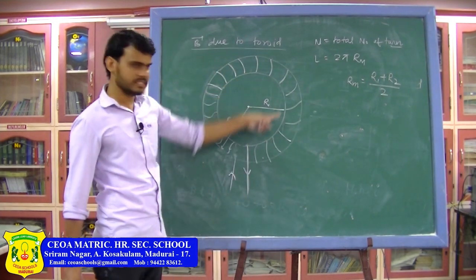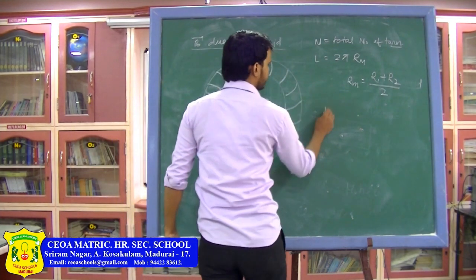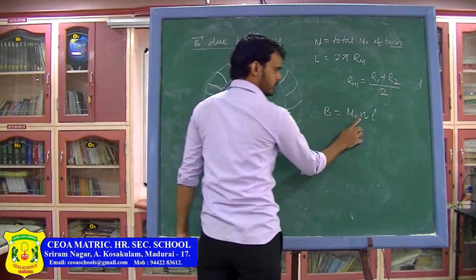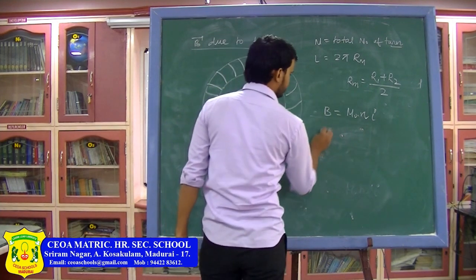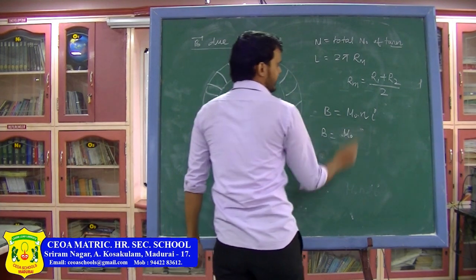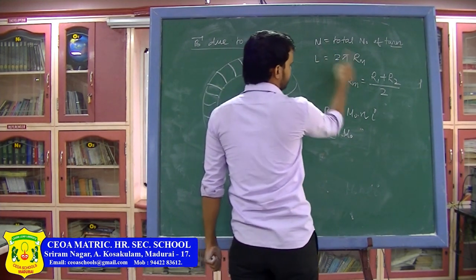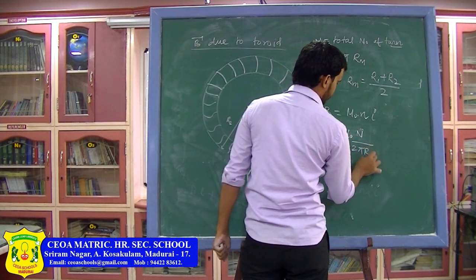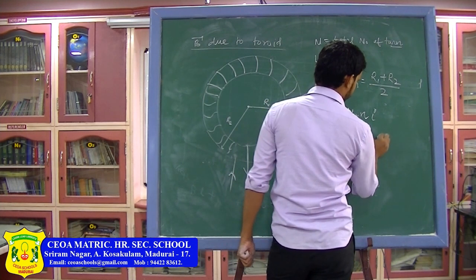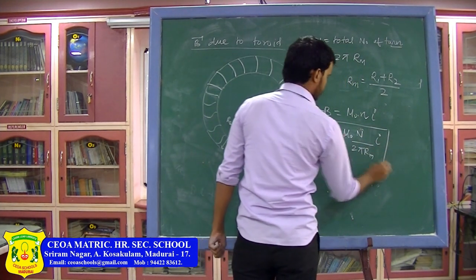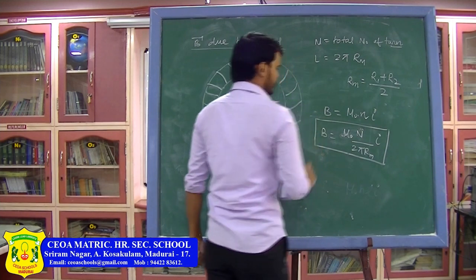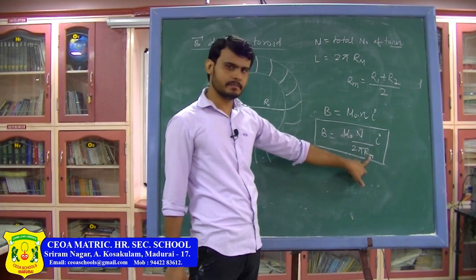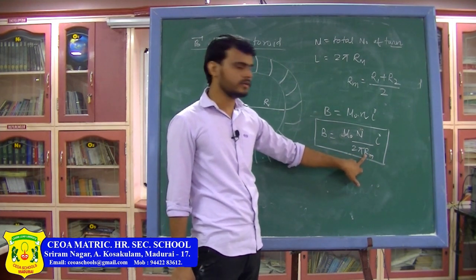Now, as you know, this is just a solenoid. So due to a solenoid, the magnetic field can be written as mu naught n into I, where n is the number of turns divided by the length. So here I can write n as the number of turns divided by the length. The number of turns is N divided by the total length 2 pi Rm, into I. So again, the magnetic field due to a toroid can be written as mu naught N into I divided by 2 pi Rm. Here Rm, remember, is the mean radius of the toroid.